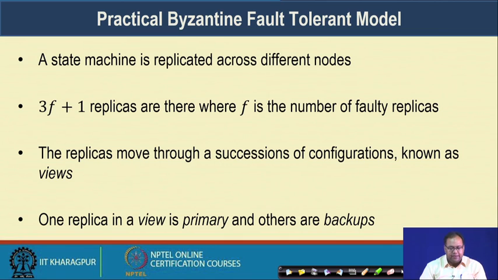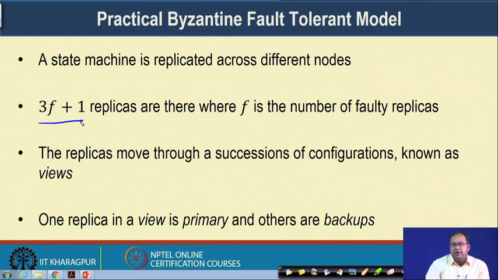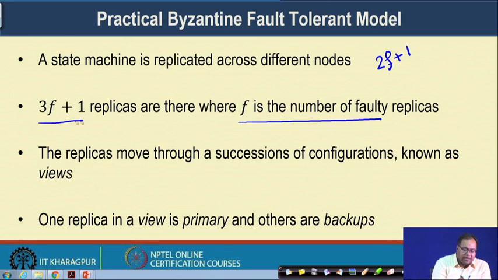So, we consider a state machine, a replicated state machine concept that we discussed earlier in the context of distributed consensus. So, we have a state machine which is replicated across different nodes, and we have 3f plus 1 replicas. So, this number is important, where we are deviating from our consensus algorithm in a synchronous environment. What we have seen is that in a synchronous environment, if you have f faulty nodes, then you require 2f plus the number of lieutenants, or 2f plus the number of nodes apart from the commander, to ensure consensus. But in case of an asynchronous network, we require 3f plus 1 replicas.